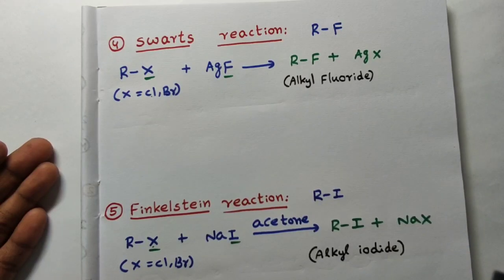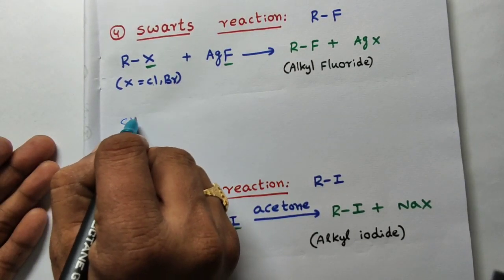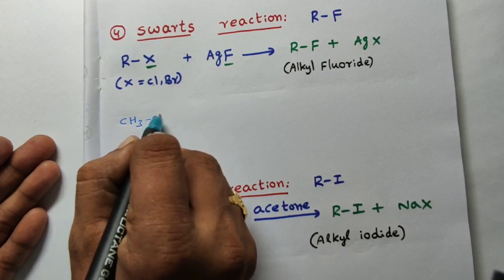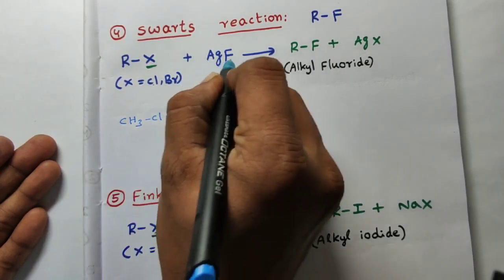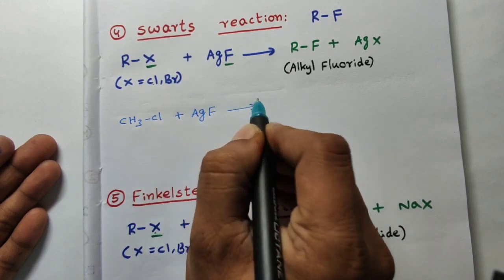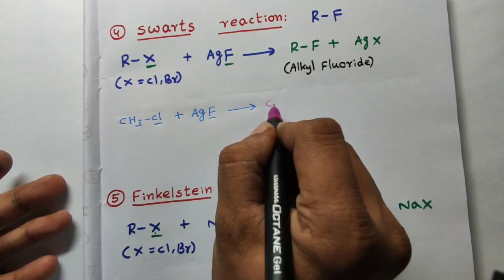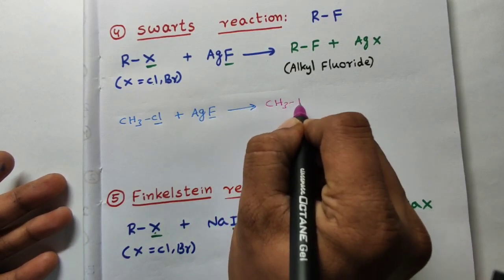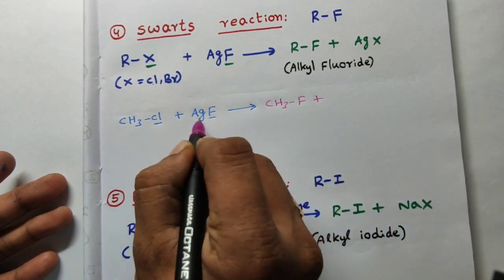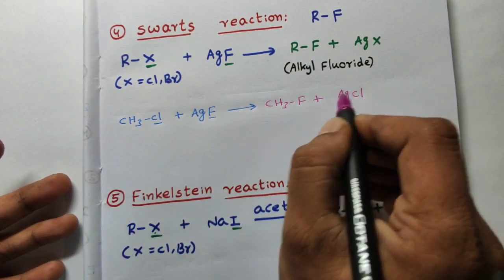Let us take one example. Look at this, one simple example I will take. CH3Cl, methyl chloride, reacts with what reagent? AgF. So here chlorine is replaced by fluorine. We will get CH3F, methyl fluoride. What is the remaining? Right, AgCl. Methyl fluoride is formed.